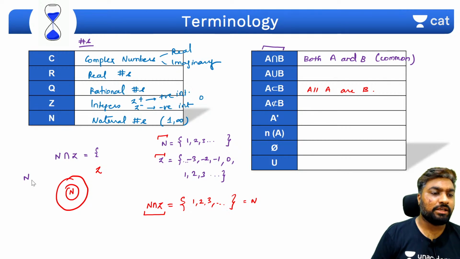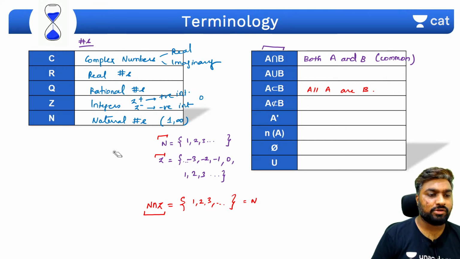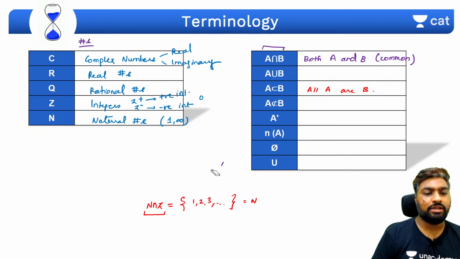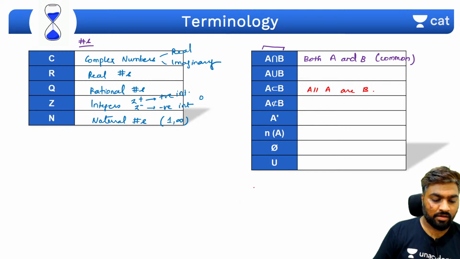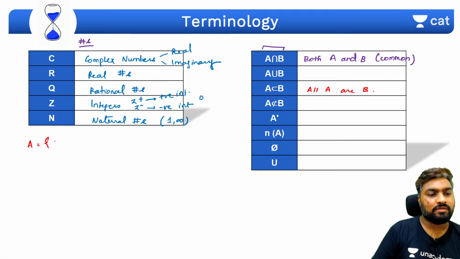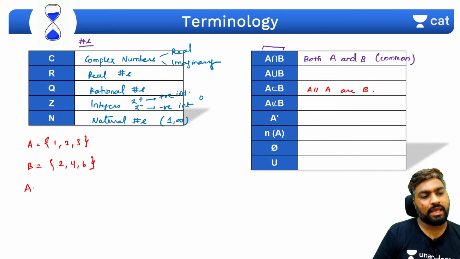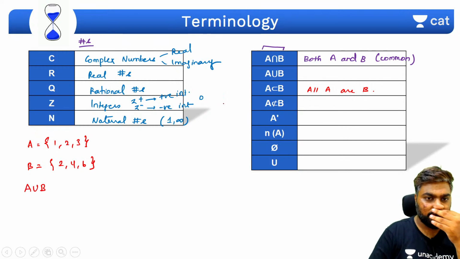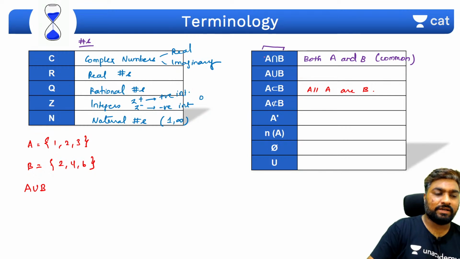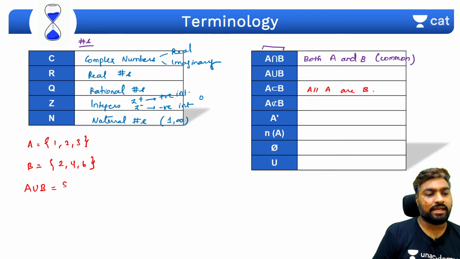What do you mean by union? Intersection is clear, right? Now what do we mean by union? Anyone? So if I have a set A that has 1, 2 and 3, and a set B that has 2, 4 and 6, what will happen? A union B. This U stands for union, and the other symbol stands for intersection, right? So A union B will contain what?